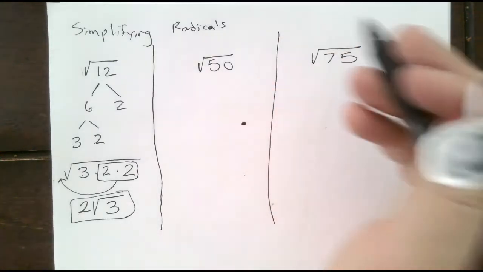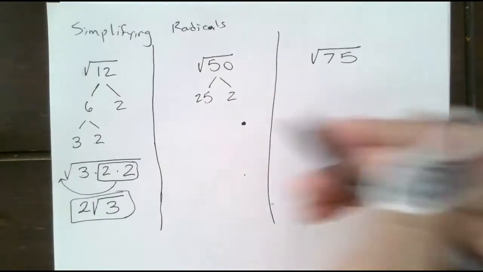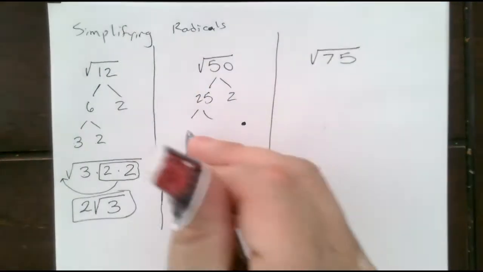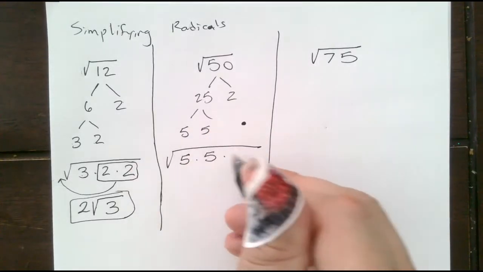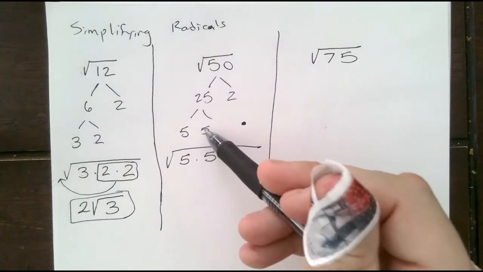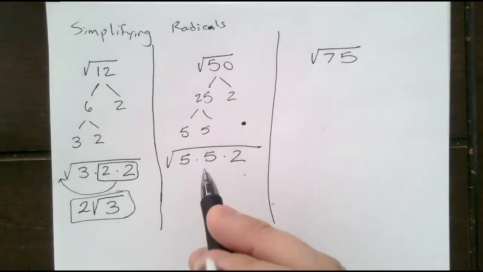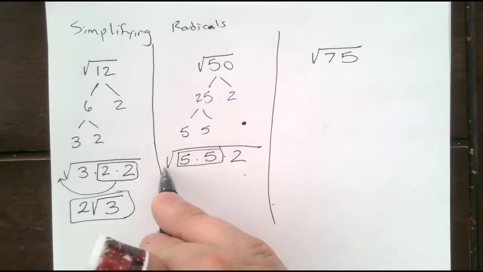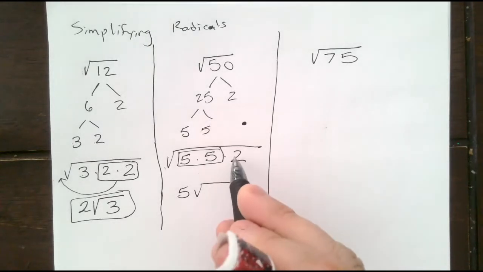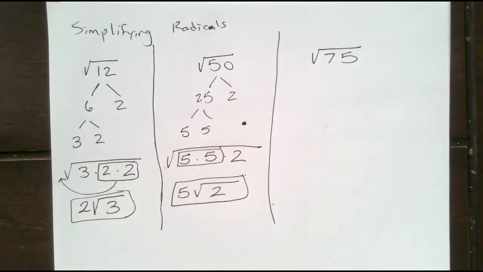Okay? So the square root of 50. Two numbers that multiply together to be 50, 25 and 2. Two numbers that multiply together to be 25, 5 and 5. Inside of our square root, we have a 5, 5, and a 2. Remember, you stop when you get to prime numbers: 2, 3, 5, 7, 11, and so on. Now we look for pairs. Do we have a pair? Yeah, we have a pair of 5s. We grab one of the pair and bring it out front, and whatever is not paired stays underneath.